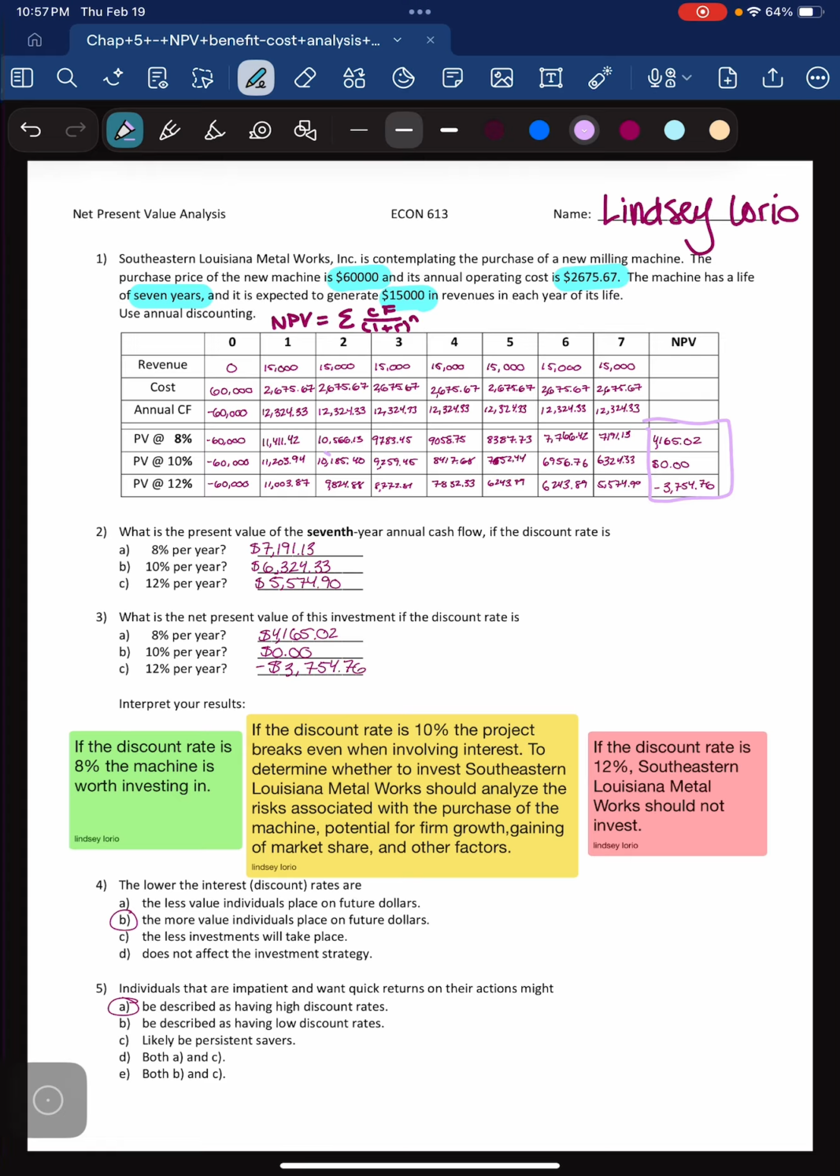What is the present value of the 7th year annual cash flow if the discount rate is 8%, 10%, 12%? So that's just going to be these 3 numbers for 8%, 10%, 12%. Calculated the same way as before. What is the net present value of the investment as a whole? So that's going to be these 3 numbers. So those are the sums of the whole rows, including this negative number from when we first invested in the machine.